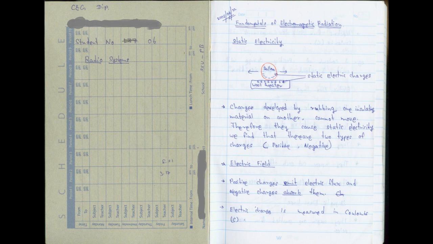What we have to remember is that positive charges emit electric flux and negative charges absorb it. You already know this from O levels and N levels. I am just summarizing to remind you. Positive charges emit electric flux and negative charges absorb. Underline emit, underline absorb. One side is emitting, the other side is absorbing.